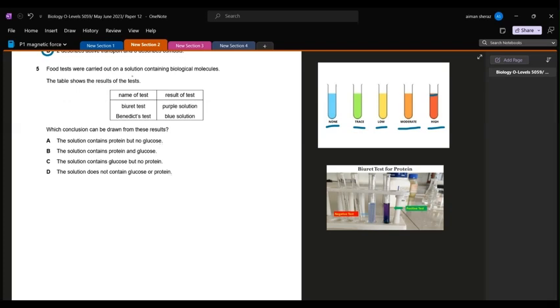Four tests were carried out on a solution containing biological molecules. The table shows the results of the test.